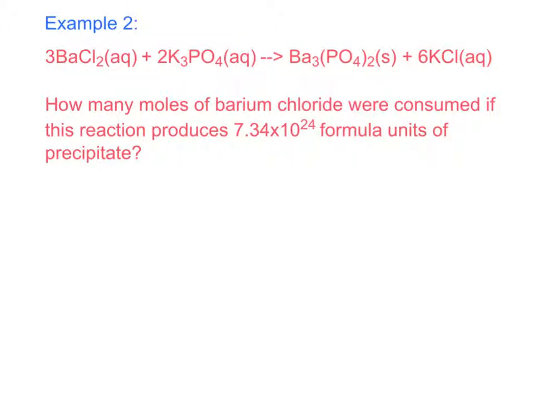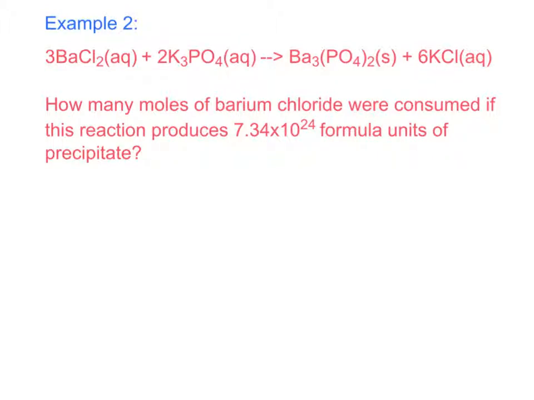Alright, here's a second example where there isn't any mass involved at all. So this question's asking us, based on this equation, how many moles of barium chloride, that's this reactant, were consumed, so how many moles were used up, if the reaction produces this many formula units of precipitate. So first of all, we have to identify the precipitate.